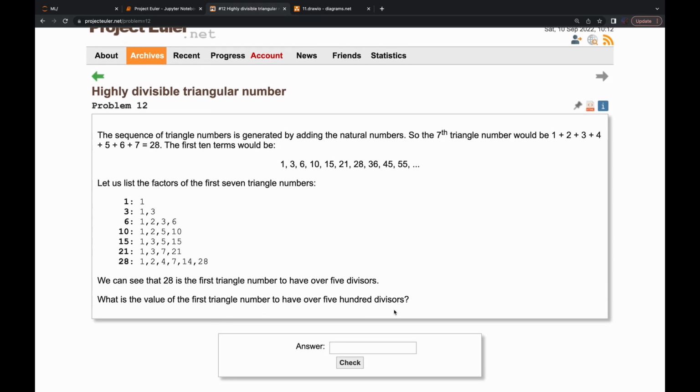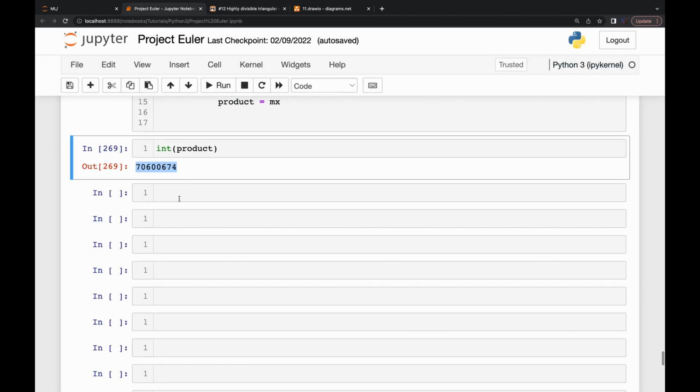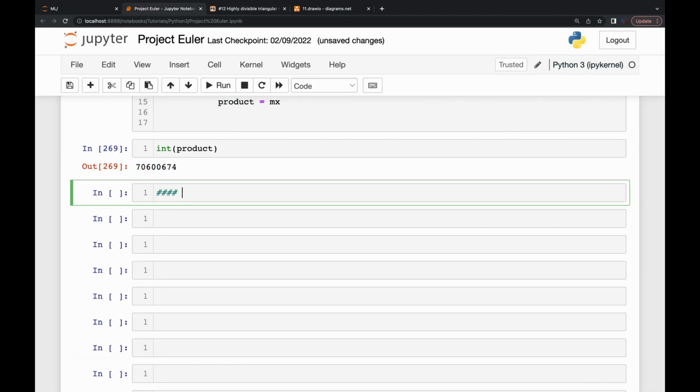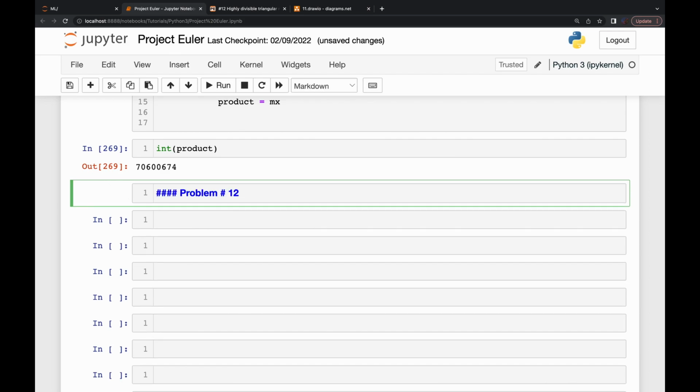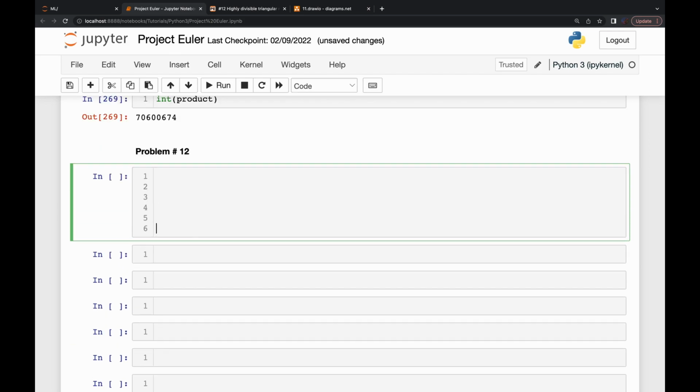Over 500 divisors, okay. So first we have to define a function which generates the triangle number. Then we'll create another function which will give us the number of divisors, and then we should be able to do it. Okay, let's move on. So I'll just write down problem number 12. I'll add some more space here.